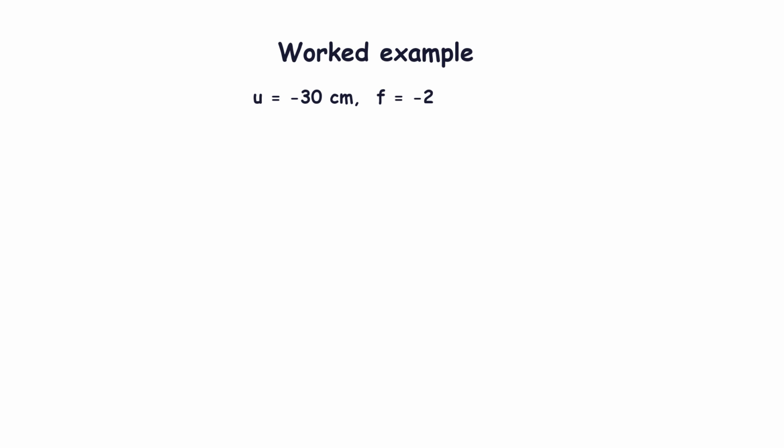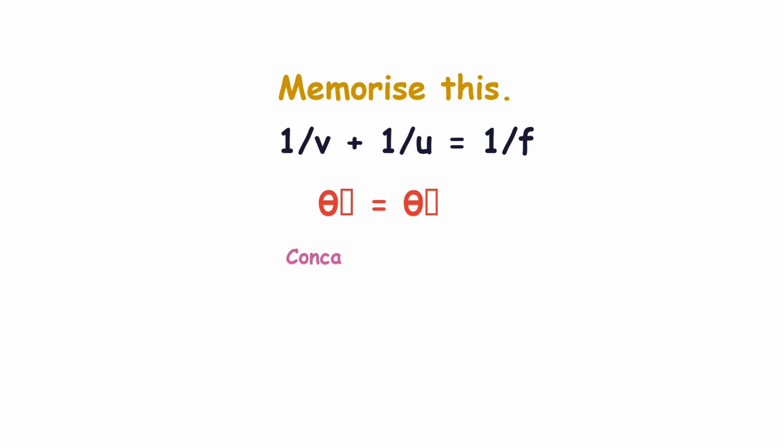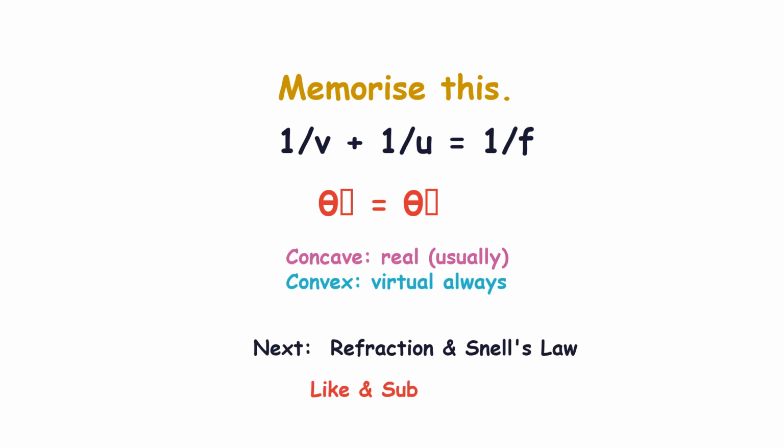Worked example. u is minus 30, f is minus 20. Plug into the formula. 1/v = 1/f - 1/u. The answer, v is minus 60 centimeters. That is case 3, between C and F, real, inverted.